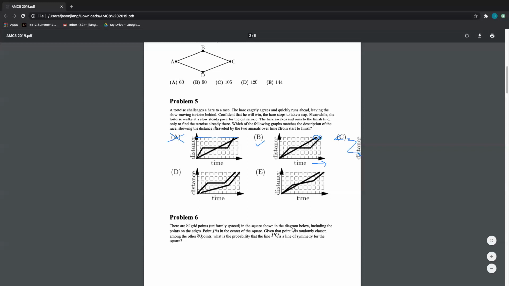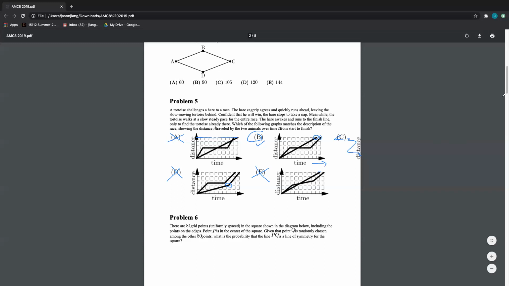The tortoise should not be changing his speed. So we can rule this one out because it has a little curve here. So we'll rule that out. And for this one, the tortoise does arrive first. But if we think about the hare as they nap, they should not be moving forward as they nap. So we can also eliminate E. Okay, so B is the correct answer.